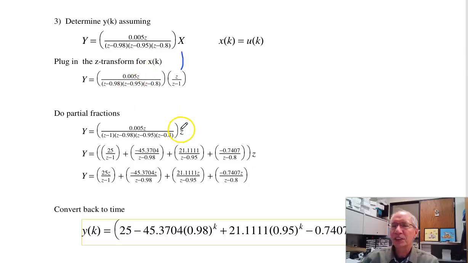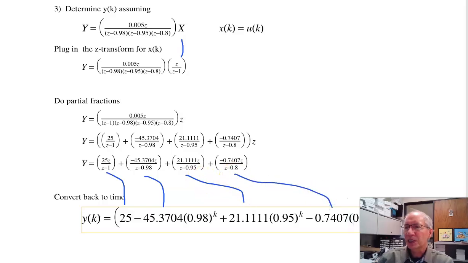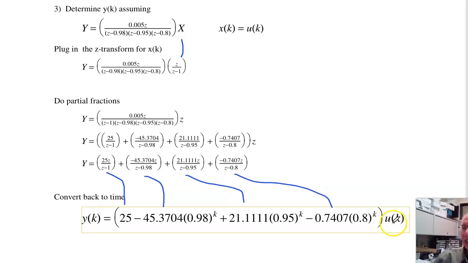Pull out one of the z's, do partial fractions, so there's something over z minus 1, 0.98, 0.95, 0.8. Find the terms using partial fractions, multiply it through by z, and here's your answer. This is 25 minus 45 times 0.98 to the k, plus 21 times 0.95 to the k, minus 0.74 times 0.8 to the k, for k positive.